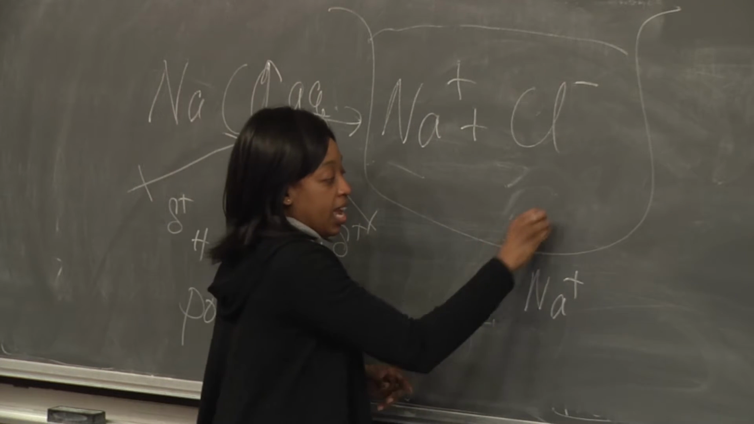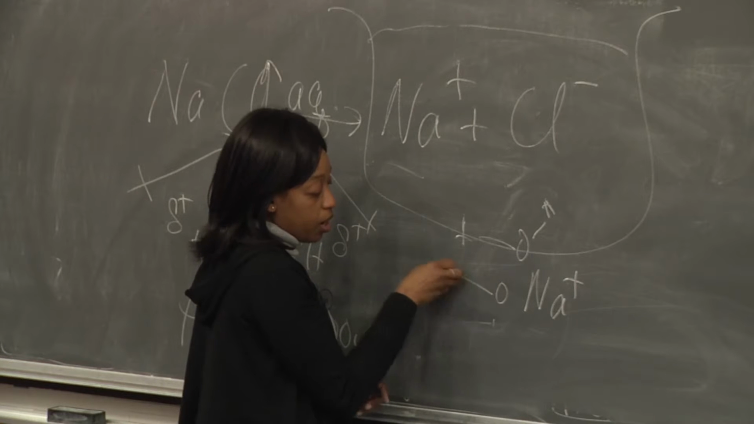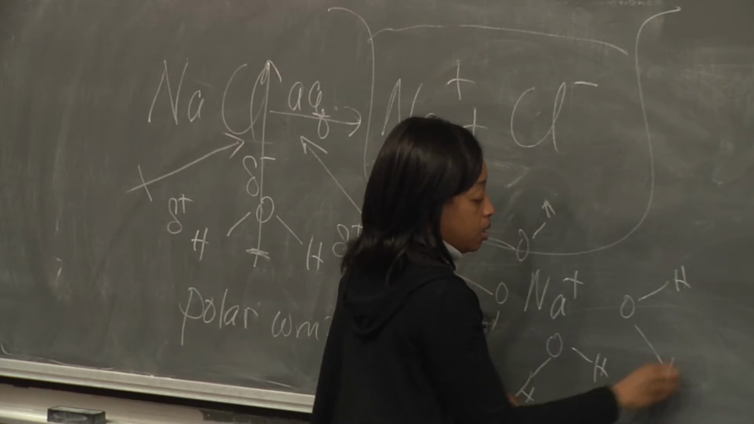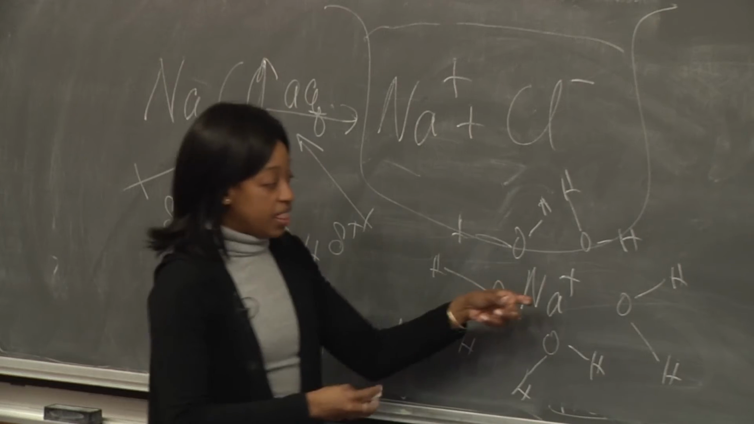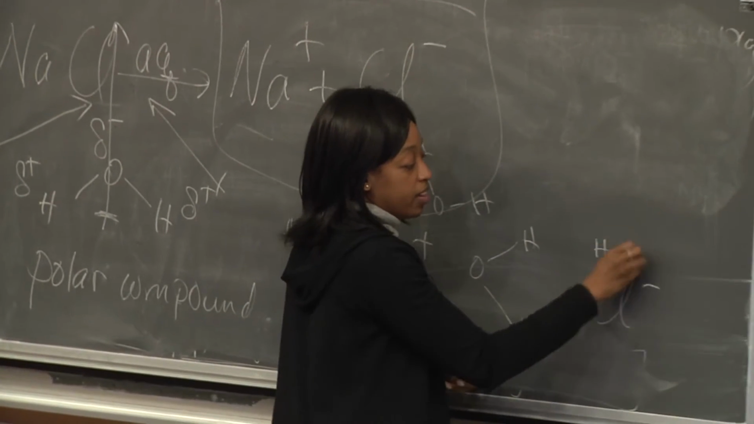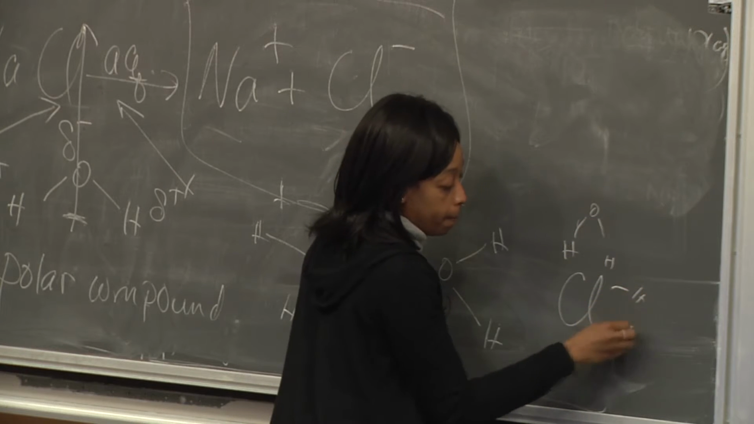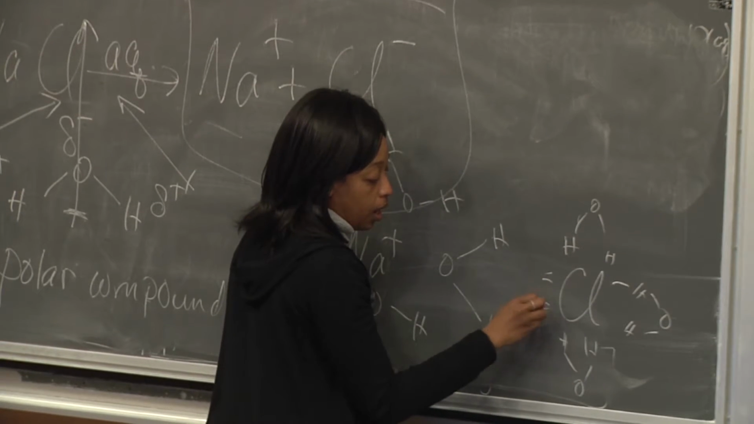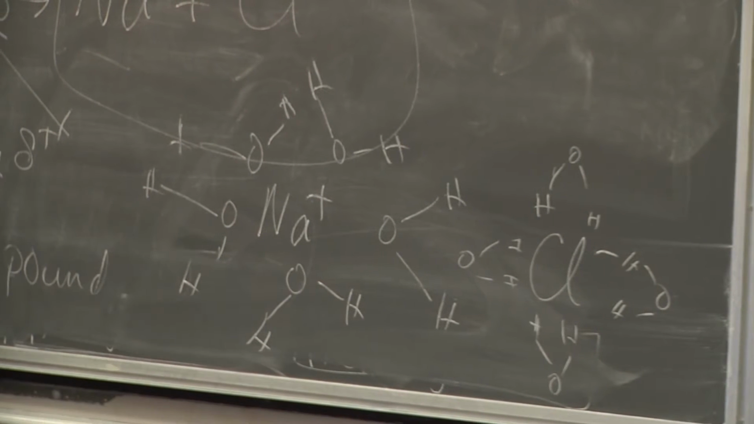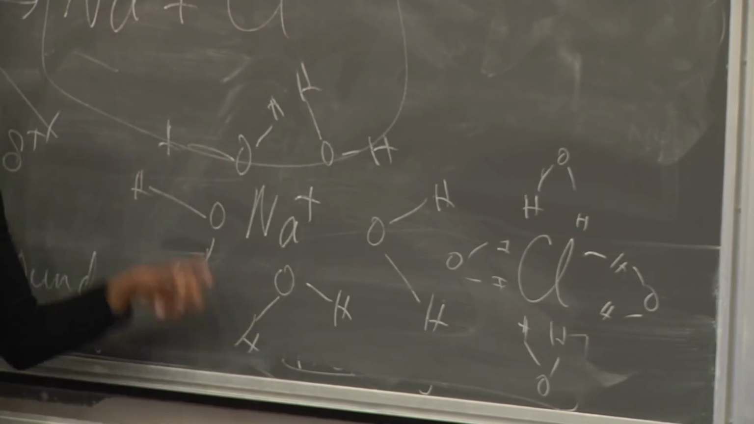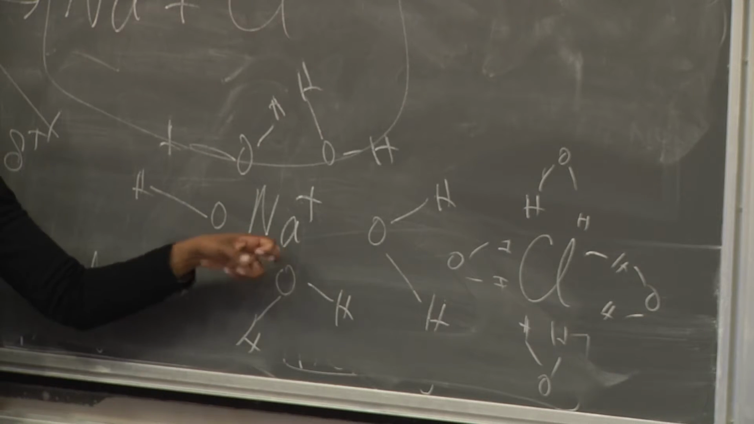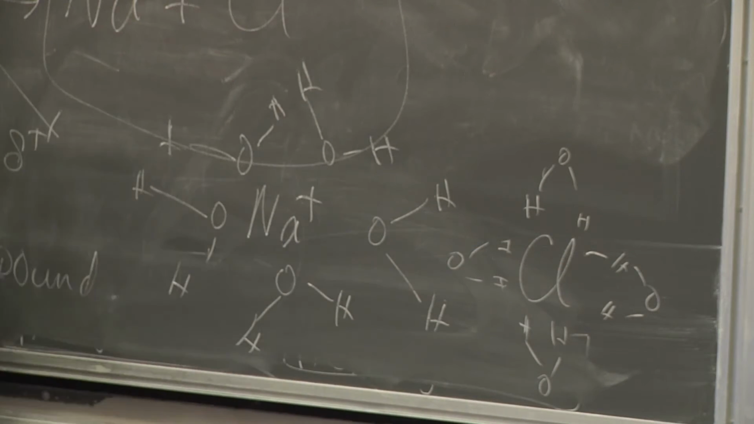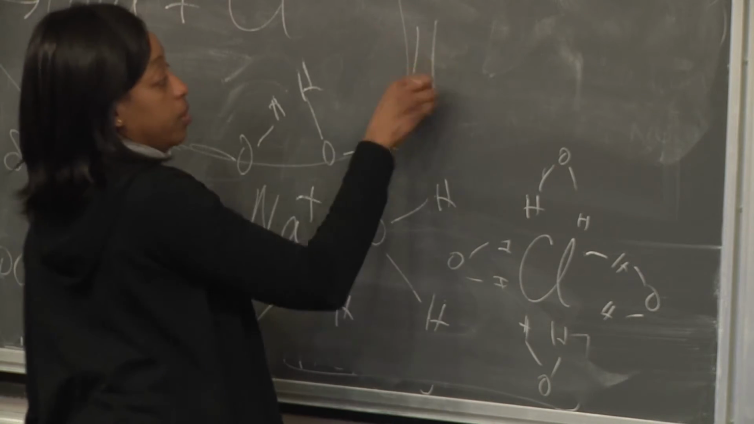There's a sodium, and it's usually surrounded by the oxygen part. And then there's a chlorine, and it's usually surrounded by the hydrogen part. So it's like dance partners. And this is what's called hydration. The negatively charged oxygen hydrates the positive cation of sodium, and the positively charged hydrogens hydrate the negative chlorine anion in solution. So this whole process is hydration.